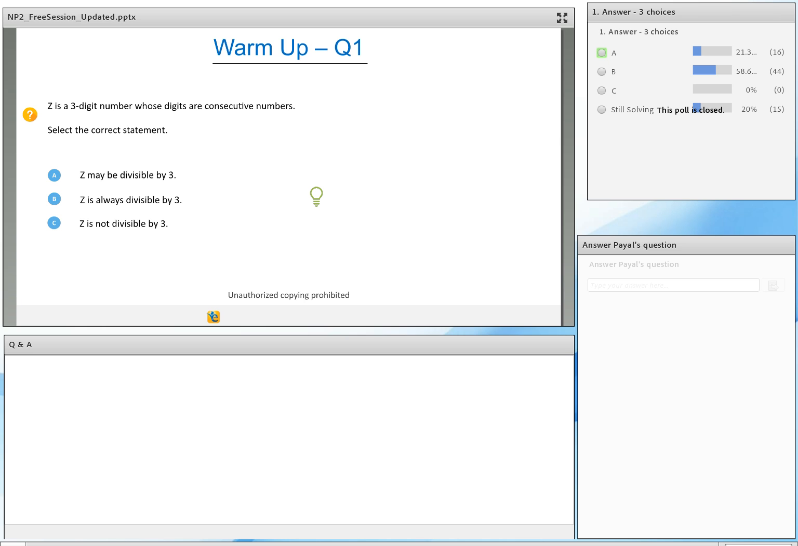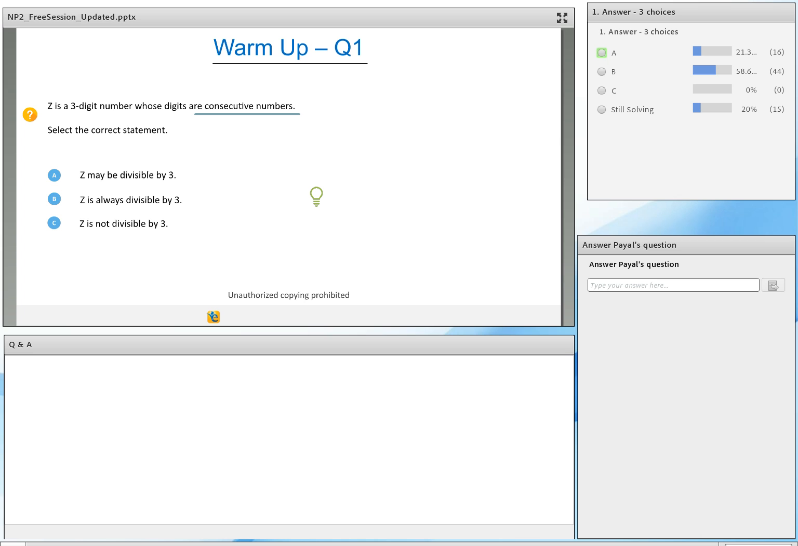The correct answer here is choice B. Now what's given to us is that Z is a 3-digit number, whose digits are consecutive numbers. So that's the information given to us about this number Z, and we need to select the correct statement. The statements are all with regards to the divisibility of a number by the number 3.